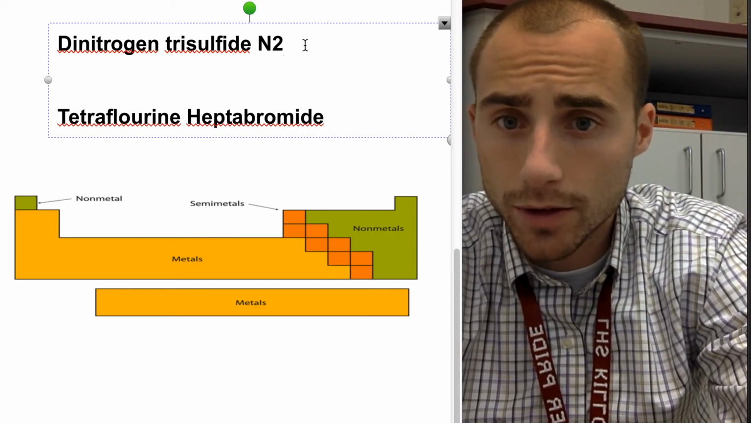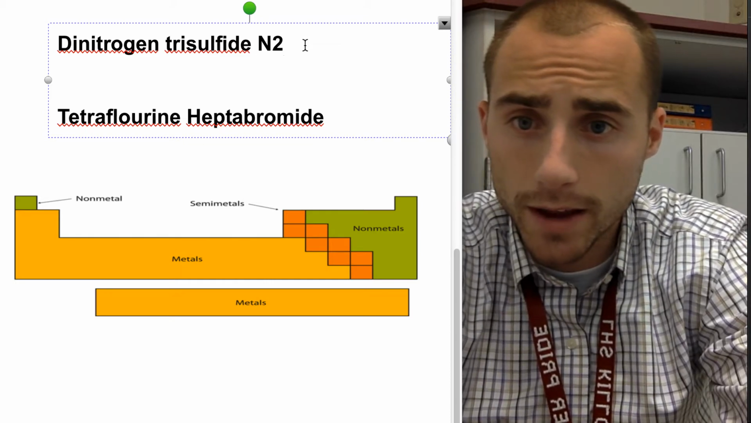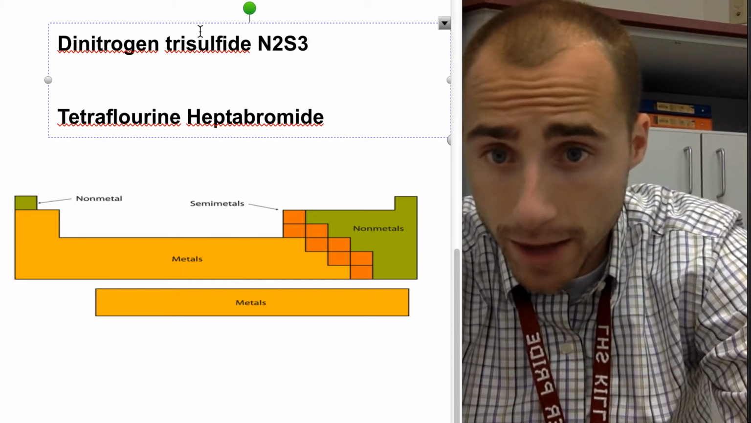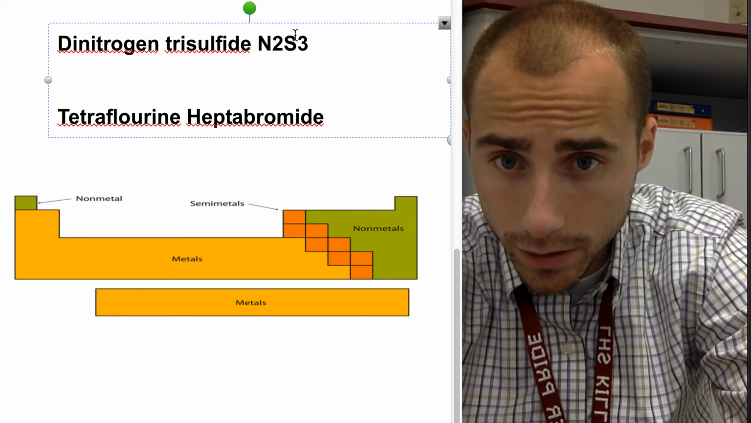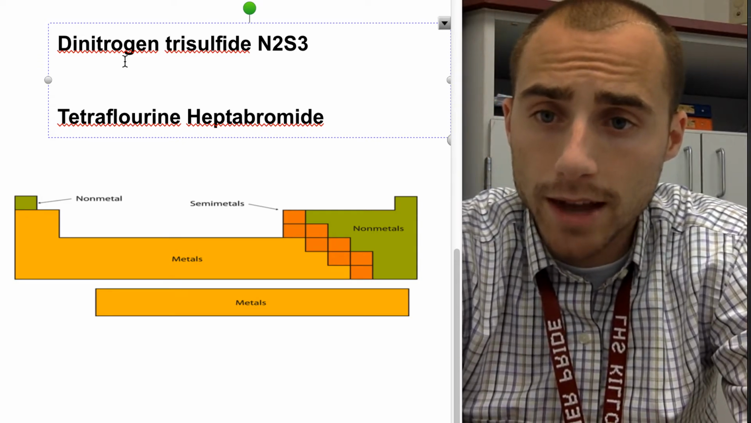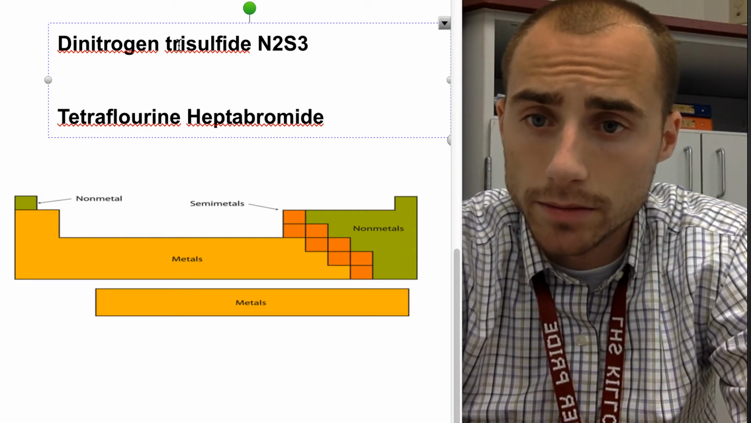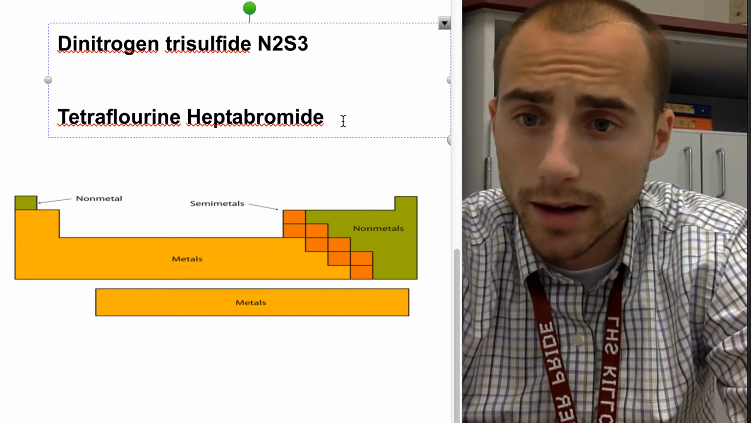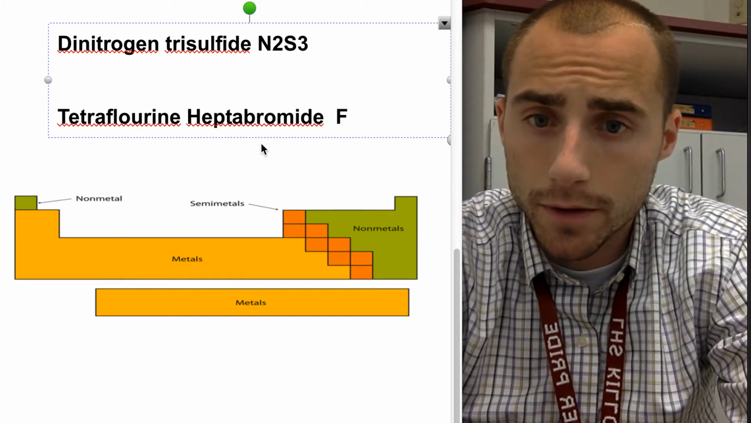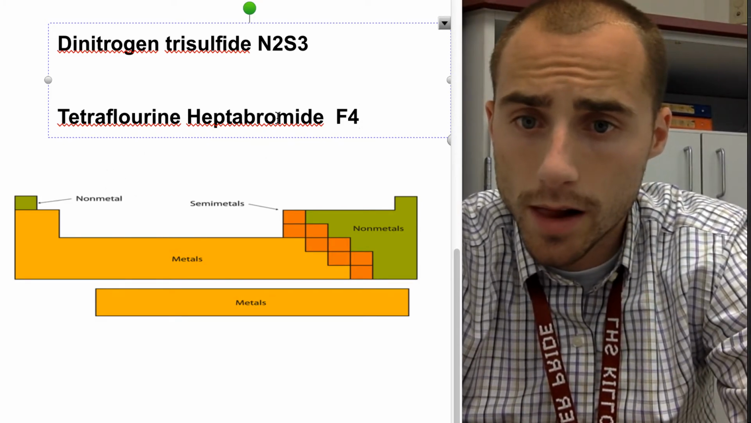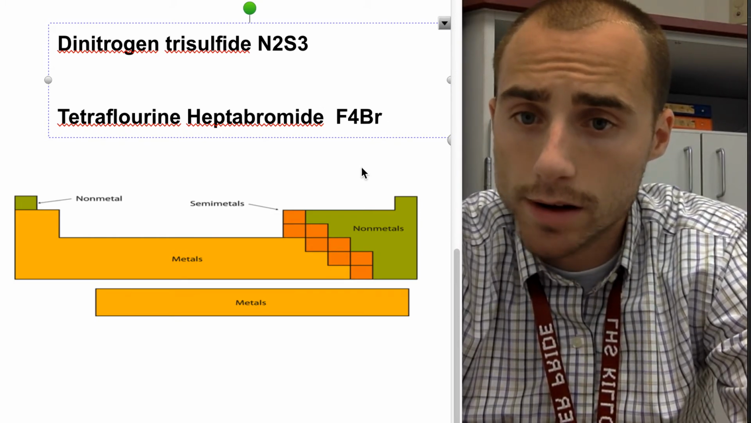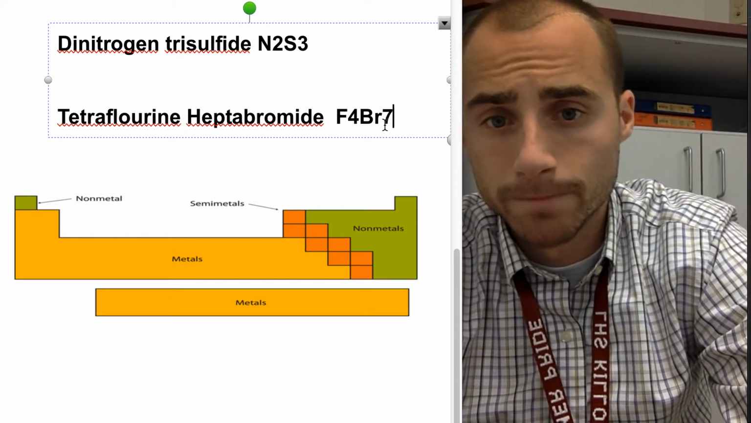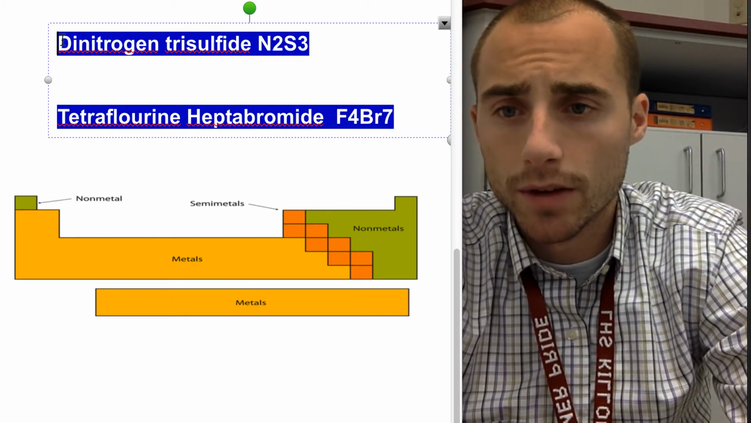Dinitrogen, that means we have nitrogen and 2. Trisulfide, that means we have S with 3. I'm just matching the element with the prefix. Tri gives us this 3. Sulfide shows it's sulfur. Nitrogen, N, di, 2. Tetrafluorine, so that's F. Tetra is 4. Heptabromide, so that's bromine, which is Br. And hepta is 7. See how we're getting that? Hopefully you paused and did those.